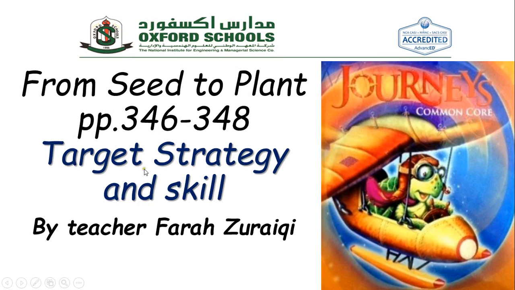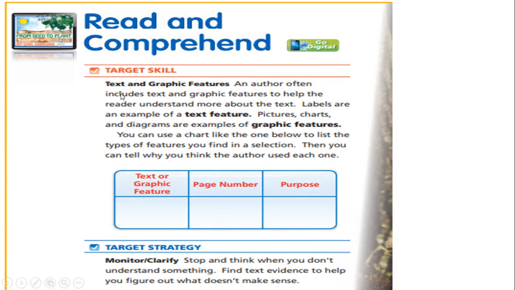Alright, today's lesson is the target strategy and skill of our new lesson, From Seed to Plant. Right now, we will cover pages 346 to 348 in the Journeys Common Core Student Book. Now let's get into it. We will start with the Read and Comprehend page, and we will learn about the target skill. You have to acquire this skill through this selection and use it.